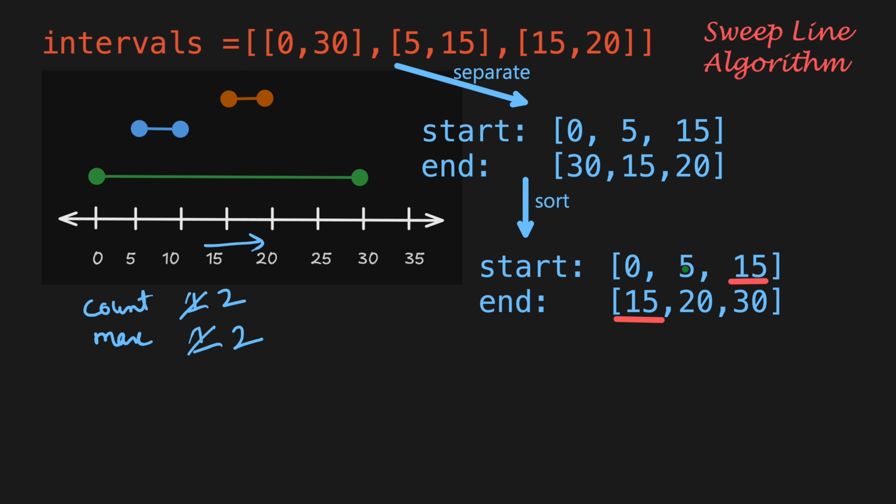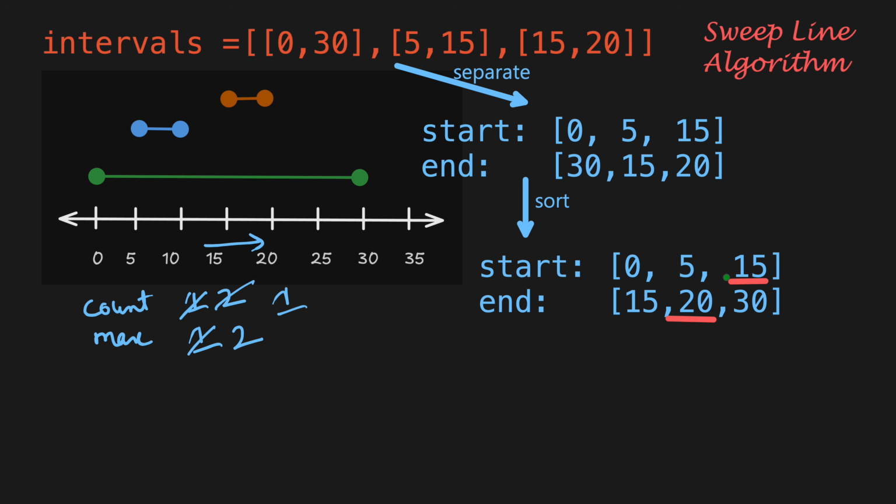And now comes the crucial part where both the start and end pointers are at time 15. And now to advance the time forward, our priority is freeing up a room first. So in case of equality, we will process the events at the end time first. So we process the event for the meeting ending at 15, the current rooms required drop to 1, and we advance the end pointer forward.